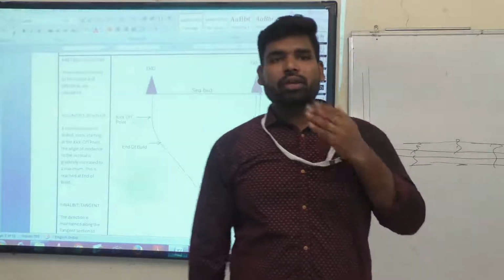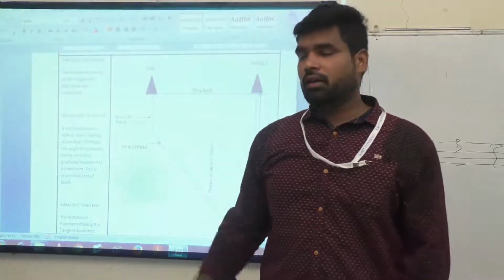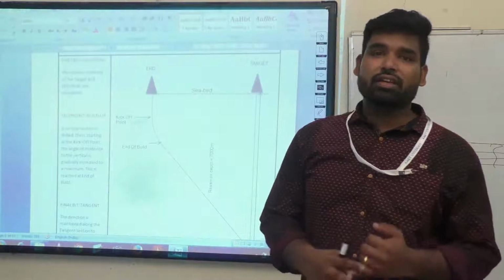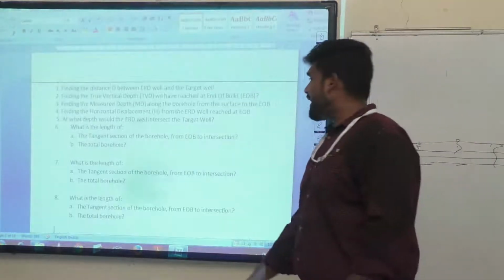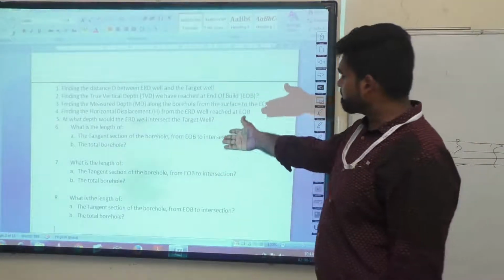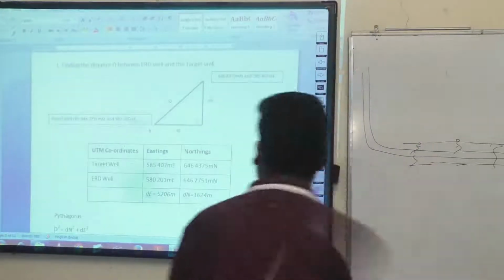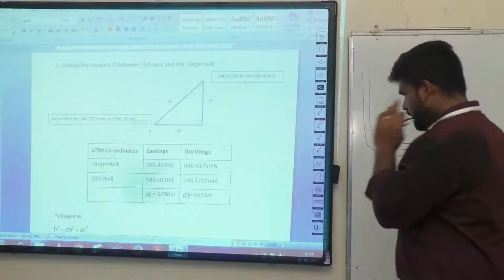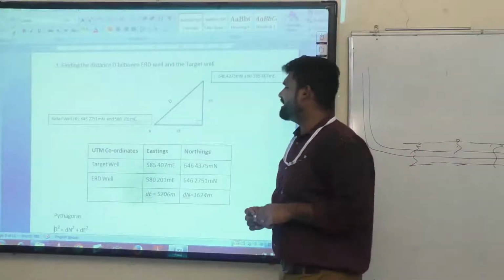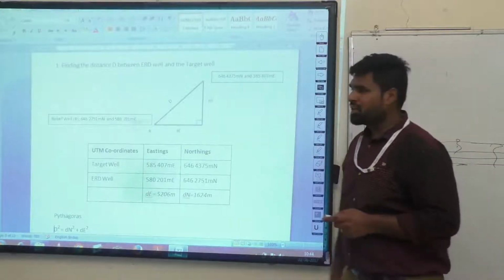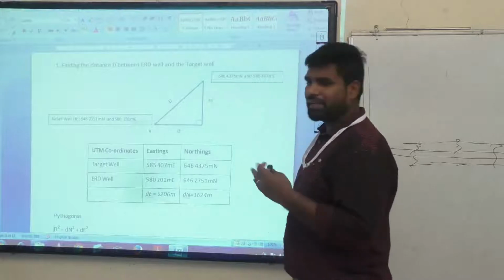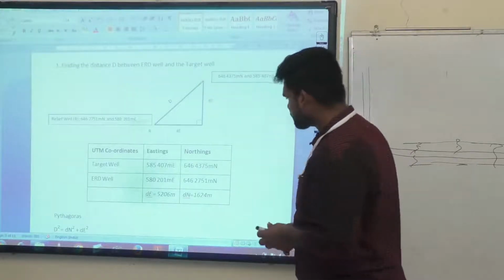Now how can we design this relief well by means of trigonometry? You have around 8 steps to do this design, and I'll explain one by one. See here, it doesn't have much data for this. We have only 2 data, and the rest everything is assumption.